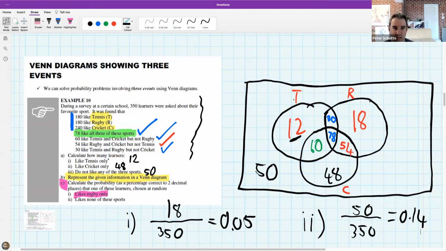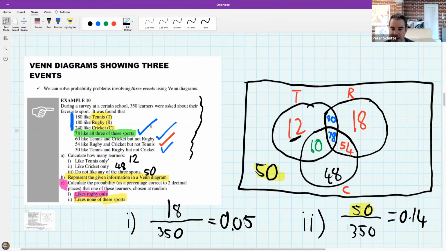Mr. S? Yeah. Lysandra's asking if you can please repeat how you got 50. How I got 50. So in the question, it said, what is the probability that if you chose a random student, they'll like none of the sports? Now, we know that 350 is the whole Venn diagram, so that's the number of possible outcomes. And the number of students who don't like any of the sports are this 50. And that's how I got it over there.